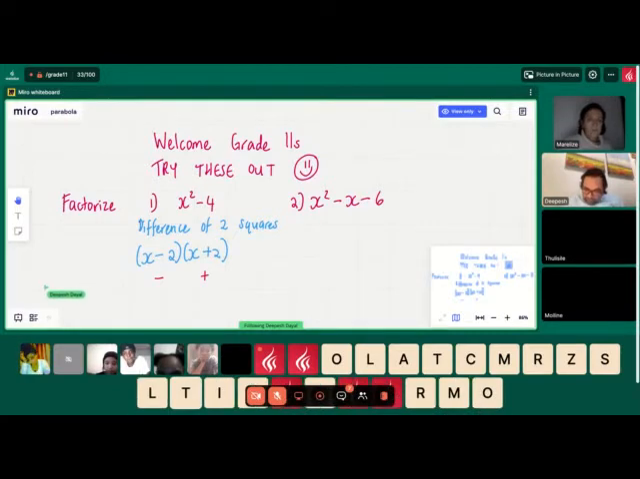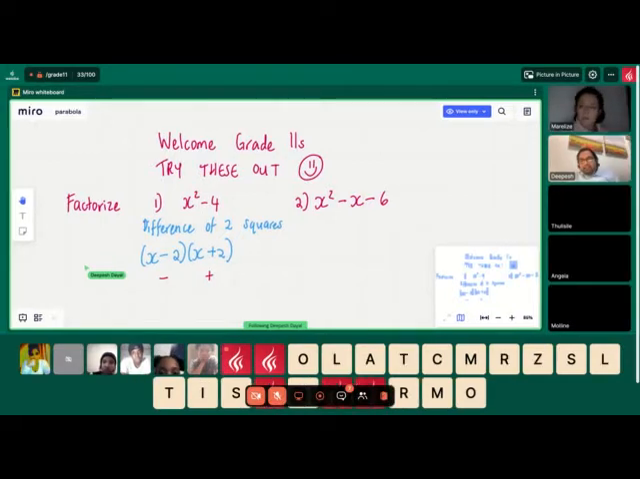What color should I use for that one? I think I will use a green. So the next one, question number 2, is x squared minus x minus 6. Anybody want to let me know what type of factorization is this? What do we call this type of factorization?